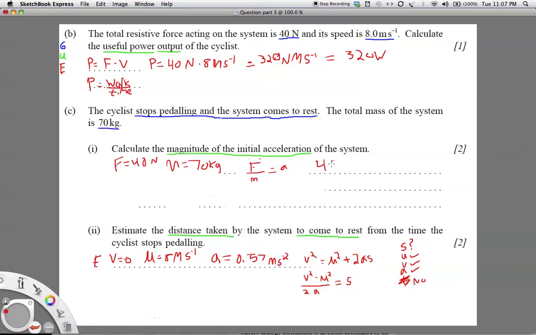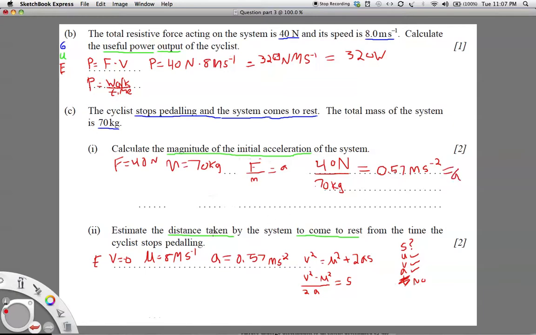40 newtons divided by 70 kilograms. And remember, a newton is a kilogram meter per second squared. So if I take 40 newtons and divide it by 70 kilograms, I end up with 0.57 meters per second squared, because I've canceled out kilograms. Easy enough. That's my acceleration.